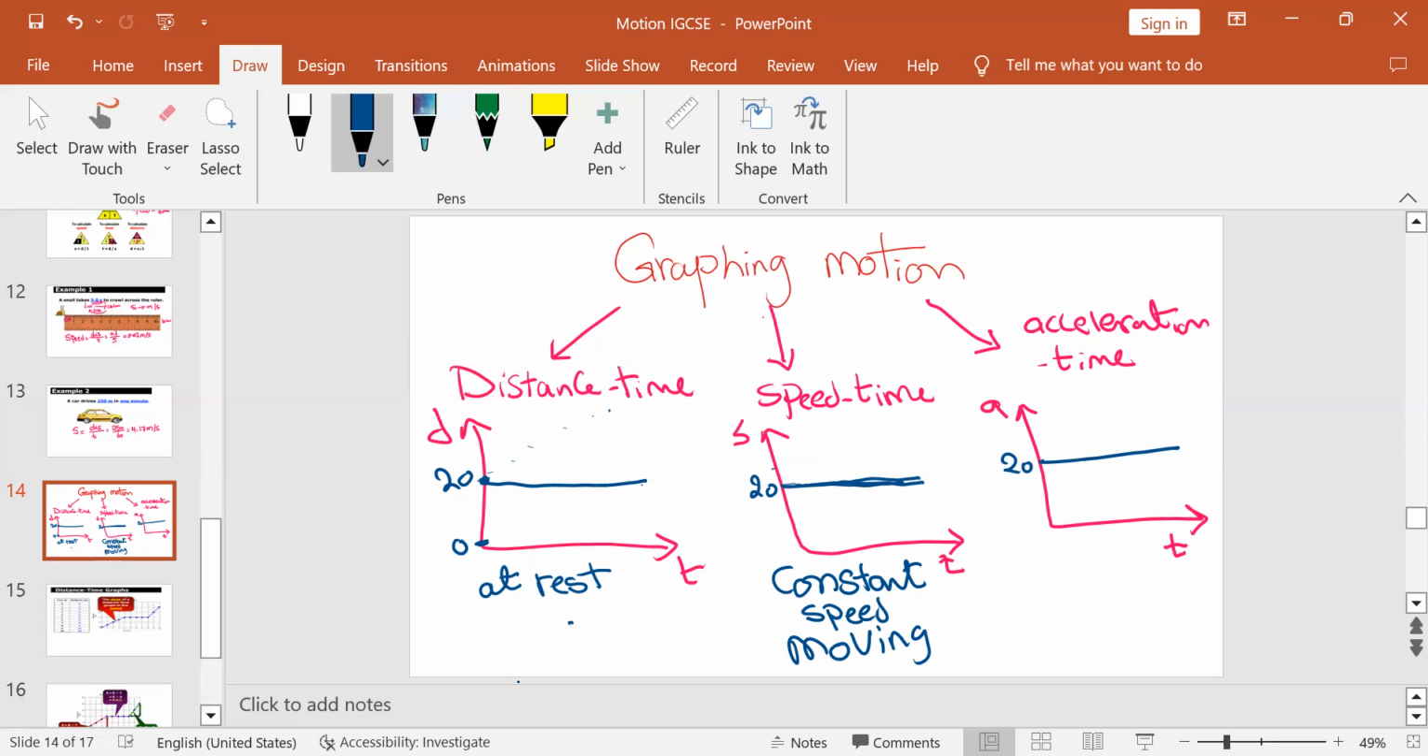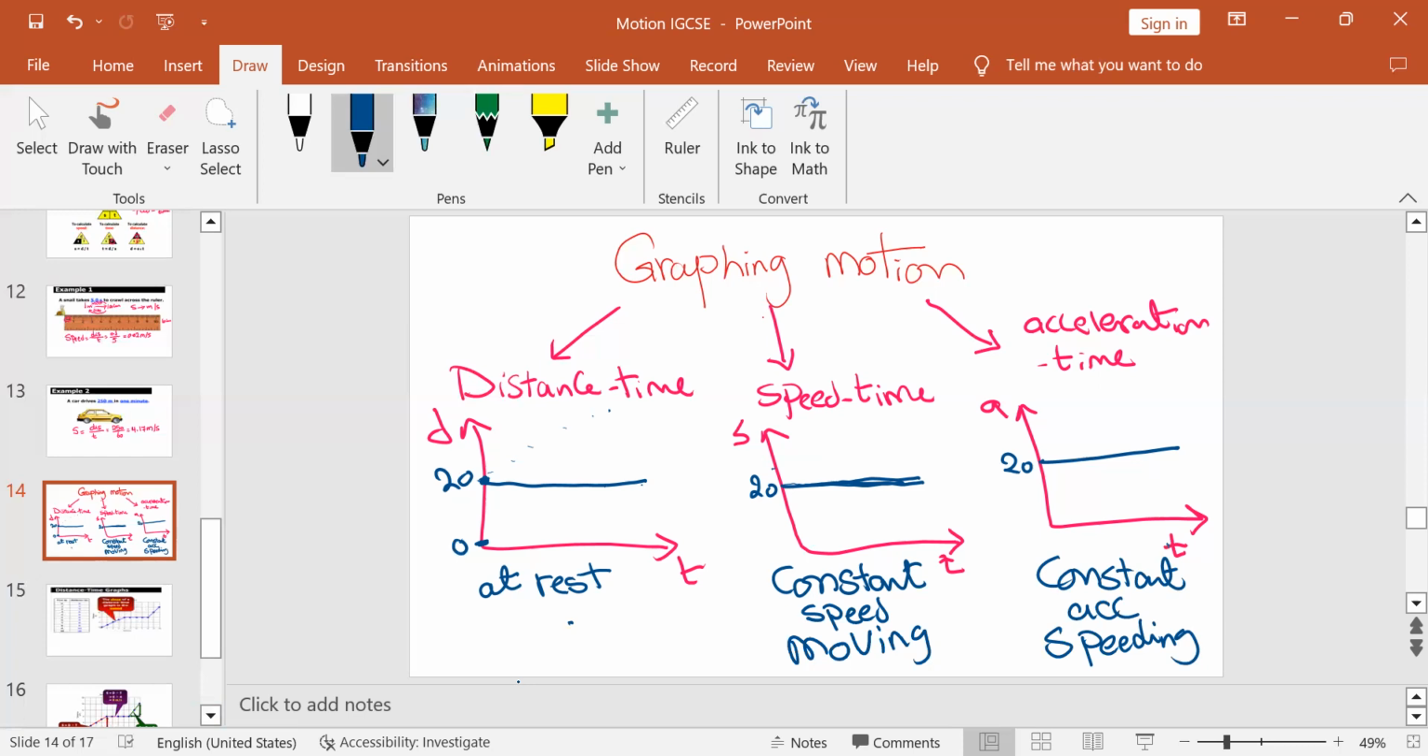Okay, so go to the third graph. What does it mean? Here, acceleration time. It means that the body is accelerating, or the body has constant acceleration, which means that the body is speeding up. The body is speeding up at a constant rate, or with constant acceleration.